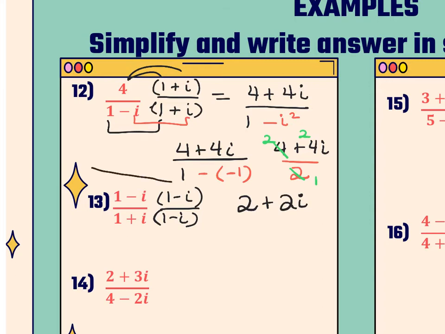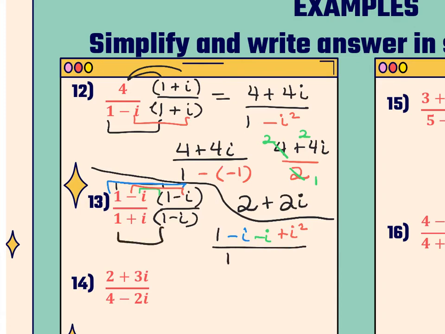So when I do the numerator, let me mark that off. I'm going to do first, outer, inner, last for the top. So first gives me 1 times 1. Outside gives me negative 1i. Inside gives me negative 1i. But last gives me positive i squared. For the denominator, I'm just going to do first, which is 1, and last, which is negative i squared.